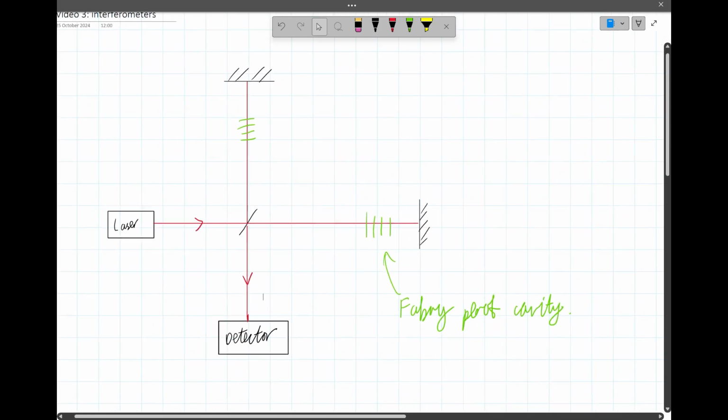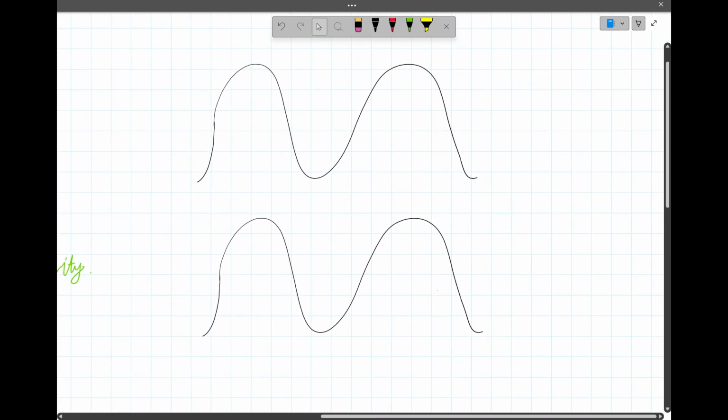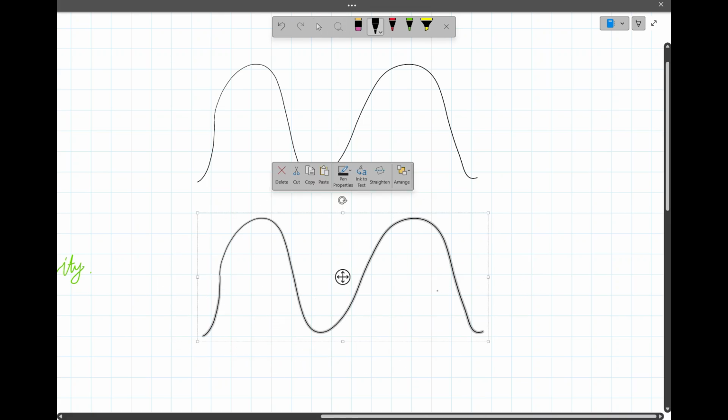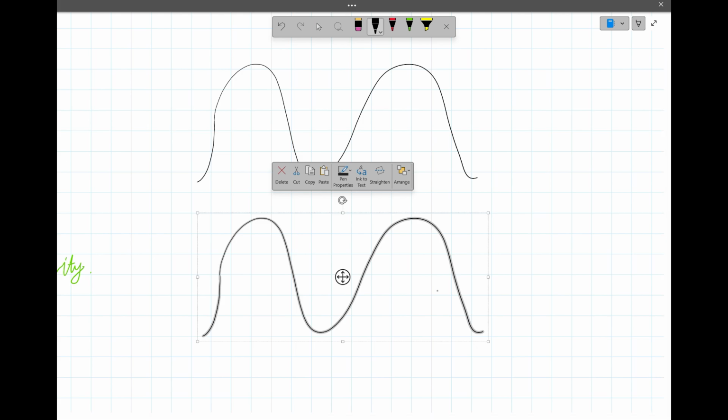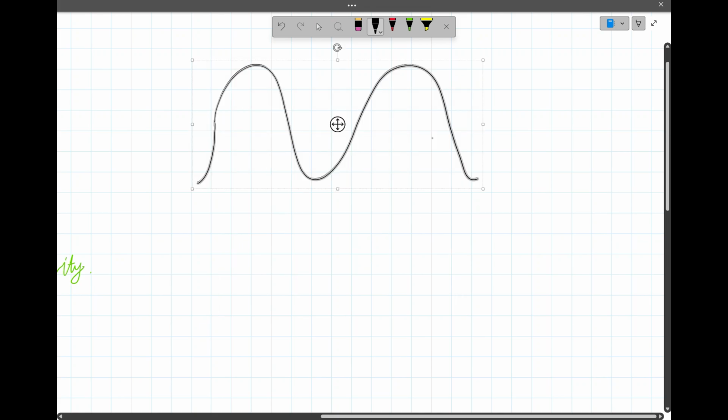Normally, when there are no gravitational waves passing through, the two waves, the two lasers, would be in phase. That means they have the same frequency and amplitude in the first place, and when they rejoin, they would look something like this. They would overlap each other exactly.